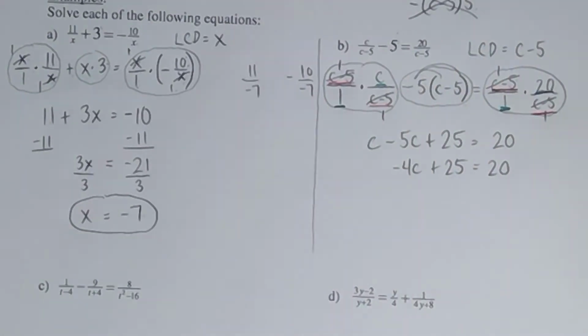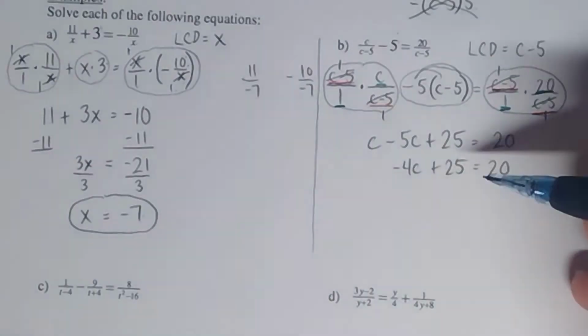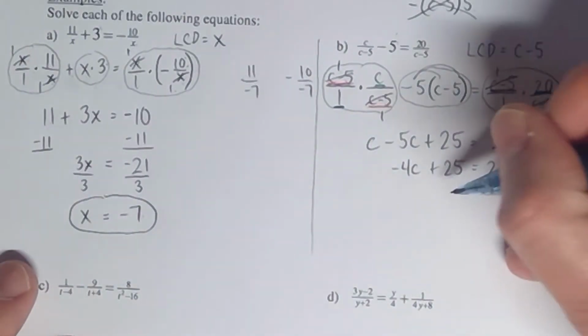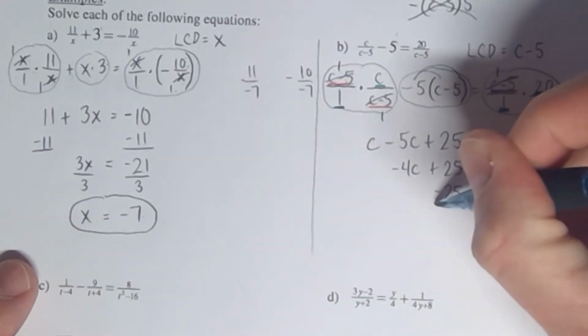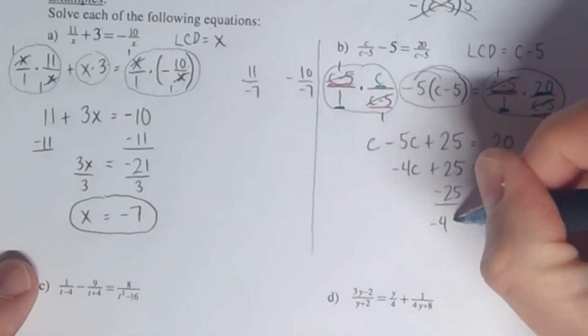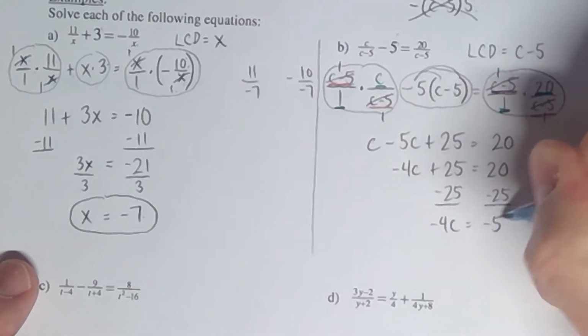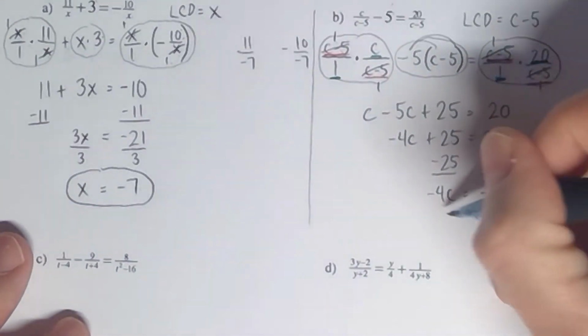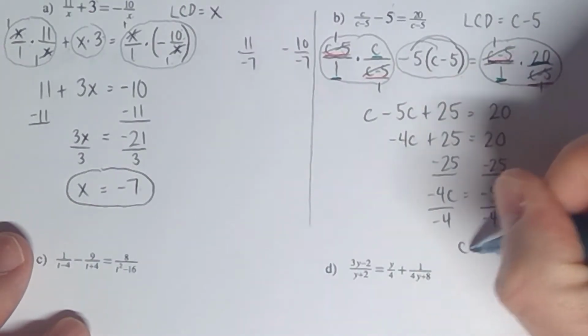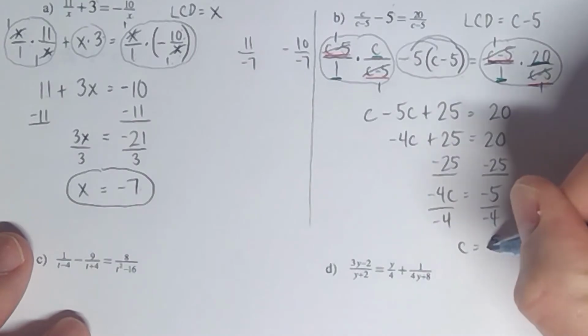Okay, then what do we do after we combine the like terms? We then have to move the 25 and the 20 to the opposite side of where the C term is, right? Okay. And then we divide out, right? Negative divided by negative is positive, so the answer I get, at least initially here, is 5/4.